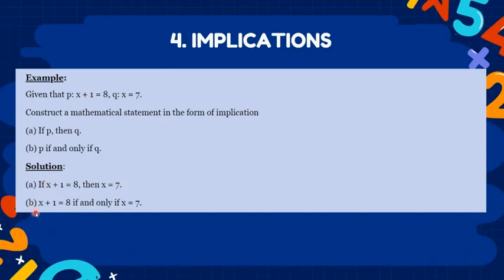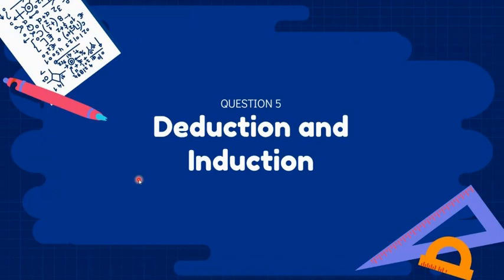Okay, the next one, B, is x plus 1 equals 8 if and only if x equals 7. We can get this based on the statements in the question and substitute them into the sub questions. So these are the mathematical statements that we can get in the form of implications.